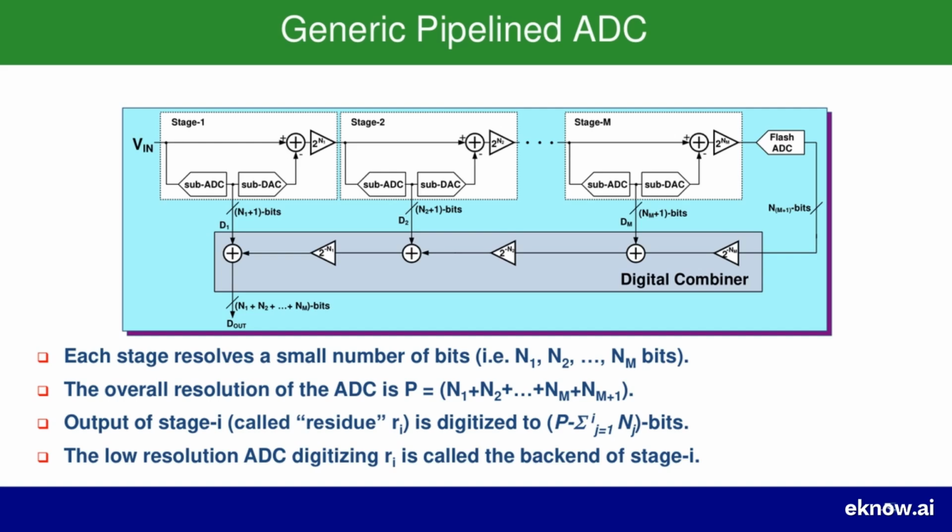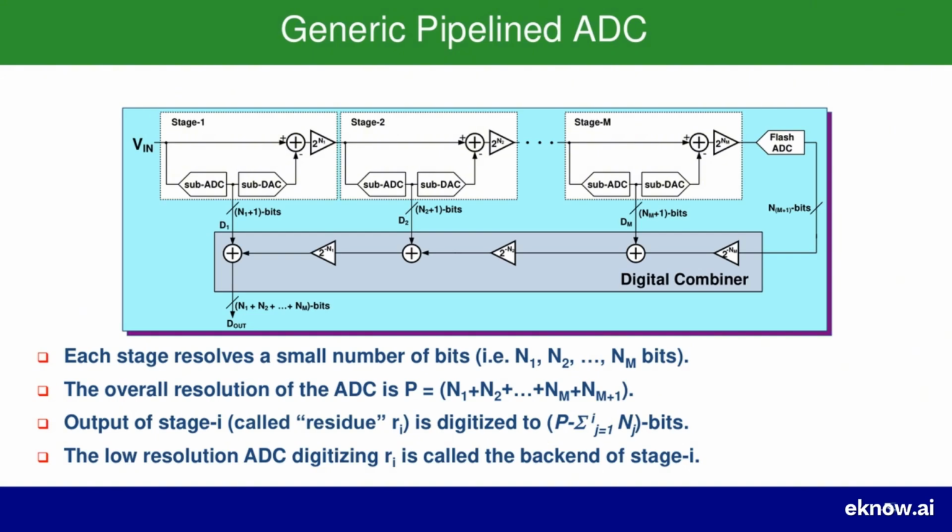Stage 2 does exactly the same process. A sub-ADC resolves the next few bits, D2. A subDAC converts it back. This is subtracted to find a new, even smaller residue, which is then amplified and passed to the next stage. This continues all the way down through stage M. The final residue from stage M is then converted by a final ADC, often a flash ADC because it's very fast to get the last few bits.